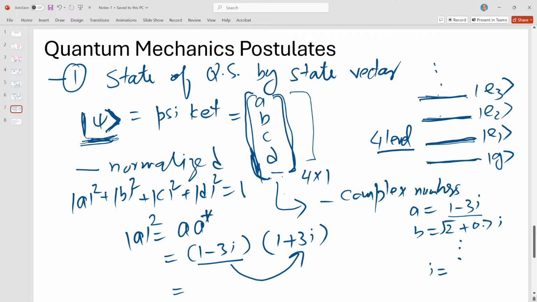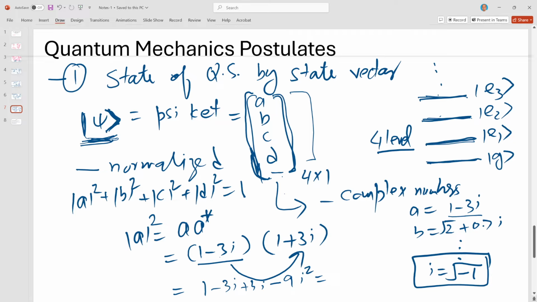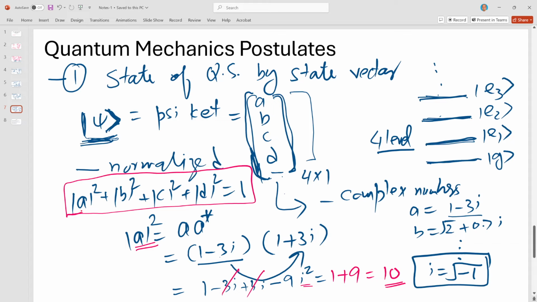and where, by the way, just to make sure that everyone is on the same page, iota is the square root of minus 1. So this makes it 1 into 1, 1, minus 3 iota into minus 3 iota, 1 into plus 3 iota, and minus 3 iota into plus 3 iota becomes minus 9 iota square, and then this thing cancels out, and iota square is minus 1, so this becomes 1 plus 9 is equal to 10. So this |a|² is 10. So we have to make sure that whatever a, b, c, d are, their modulus squares add to 1. So that's the required property of this state vector.